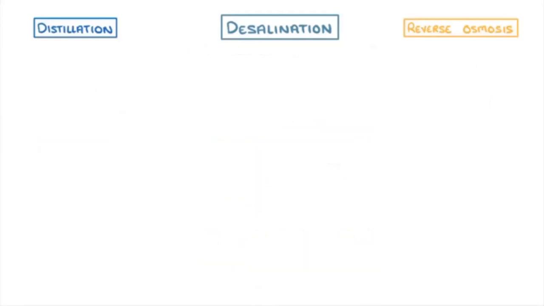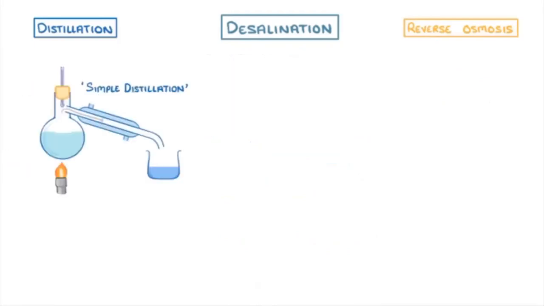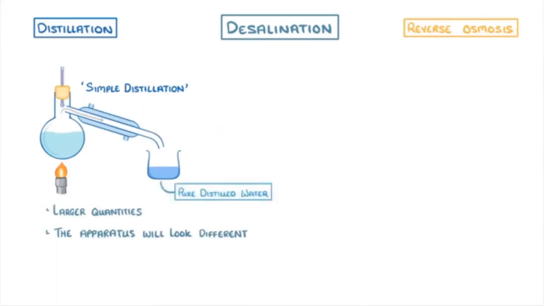In order to desalinate water by distillation, we basically just do the same thing as in simple distillation, like you've seen in school, except we're boiling much larger quantities of salty water, and the apparatus will look different. Regardless though, we still collect the water vapor and condense it to give us pure distilled water.